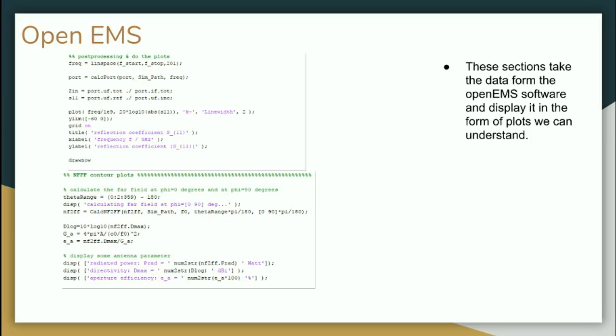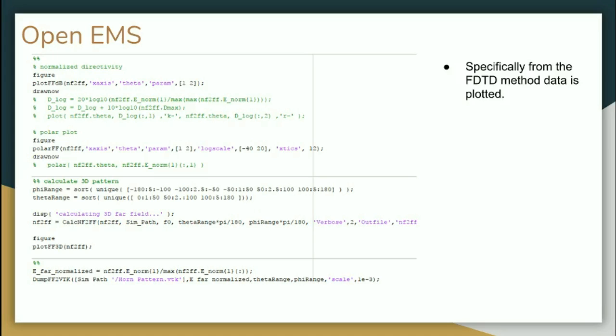These sections take the data from the OpenEMS software and display it in a form of plots we can understand. The first section performs post-processing of the data for wave frequency against reflection coefficient in a logarithmic manner similar to decibels. The second calculates the electromagnetic field directly in comparison to the effectiveness of the horn, also displayed in a logarithmic manner. These sections calculate and display other datasets taken from the simulation, such as the directivity and the 3D pattern of the resulting wave.